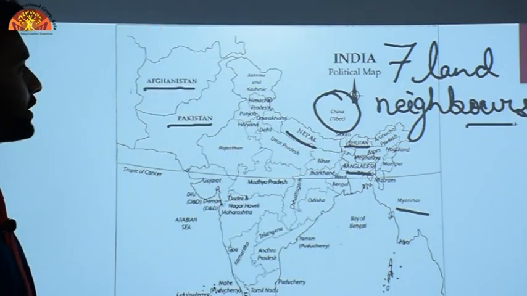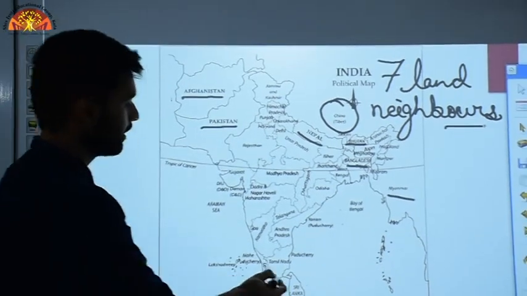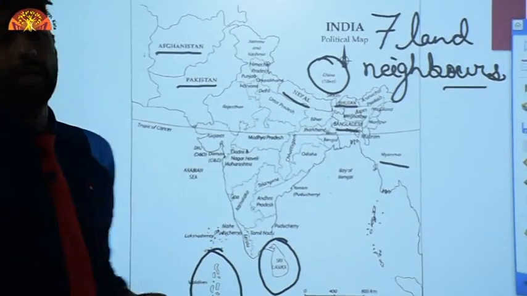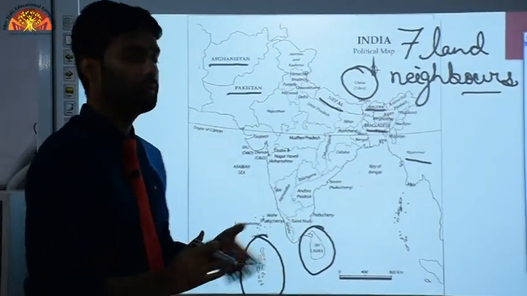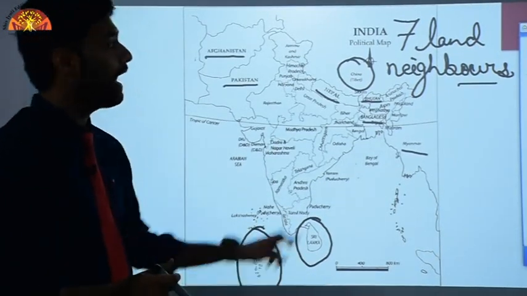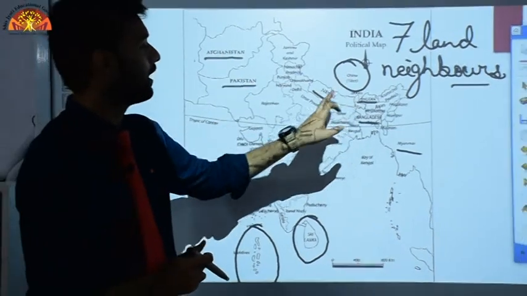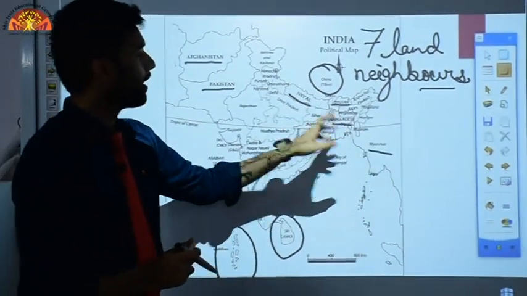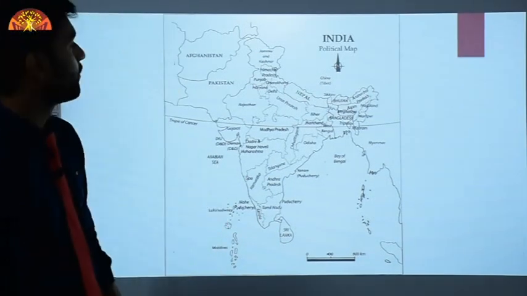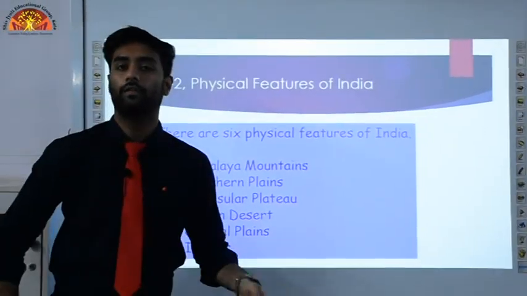Apart from the countries which share land boundaries with India, we also have island neighboring countries, that is Sri Lanka and Maldives. Okay, they lie in the Indian Ocean south. So these are the two island neighbors we have, Sri Lanka and Maldives, and the 7 land neighbors that we have, which are Pakistan, Afghanistan, China, Nepal, Bhutan, Myanmar and Bangladesh. Moving on, let's move on to our next chapter, which is chapter number 2 of Geography, Physical Features of India.